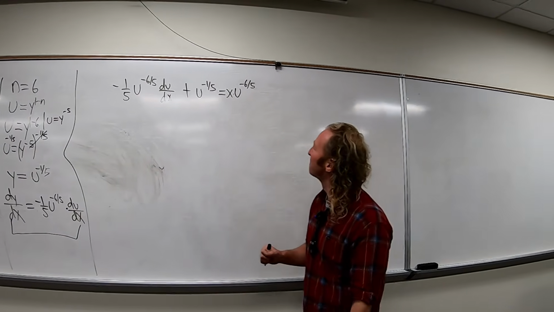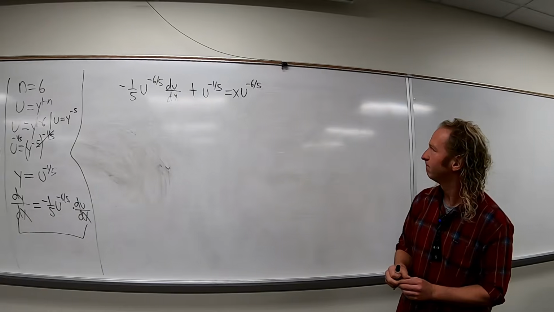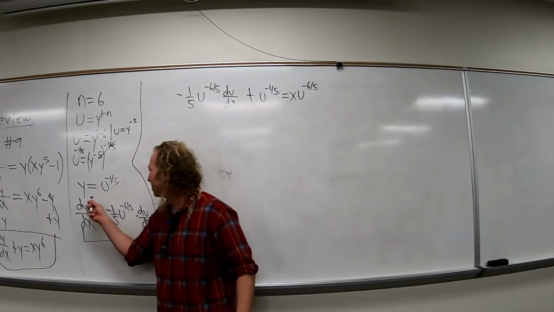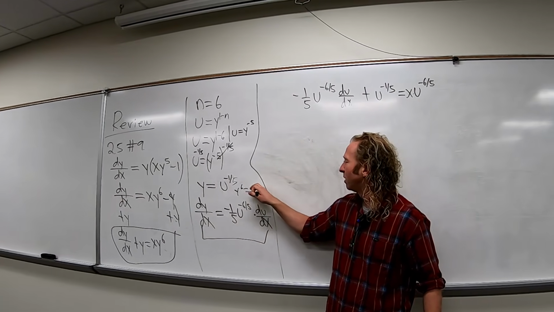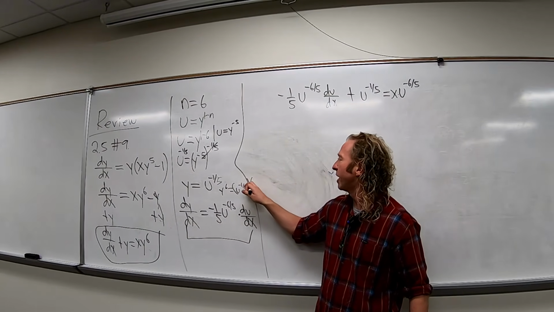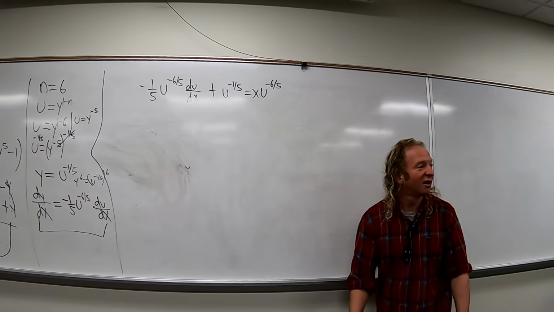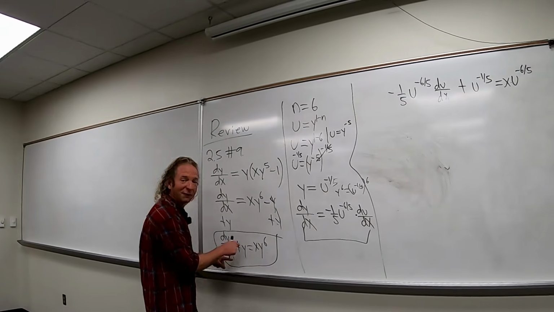Minus y, with the x times u to the negative 6/5. Yeah, that's from this, because y is this. So when you raise it to the 6th power, you get that, and then 6 times negative 1/5 is negative 6/5. Oh, I have to do it in standard form. You have to go back in here and do it.